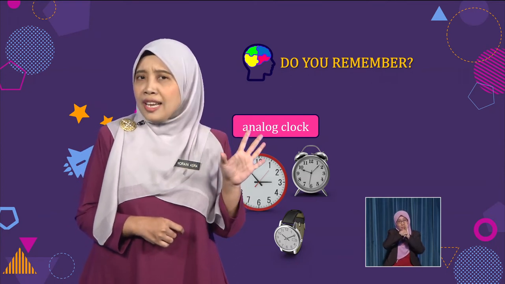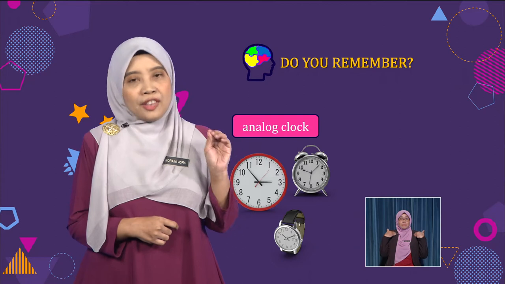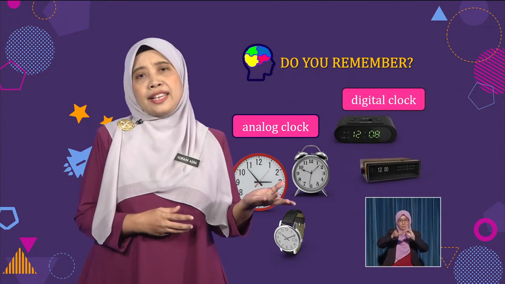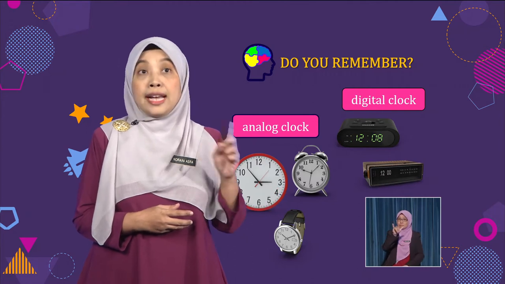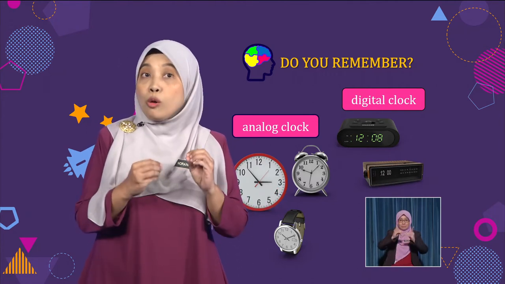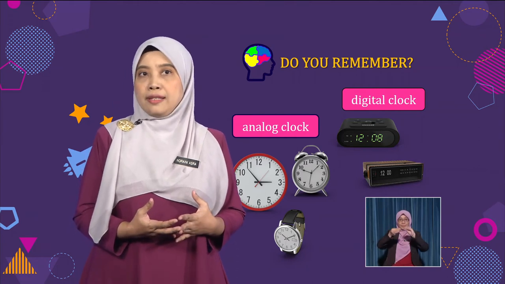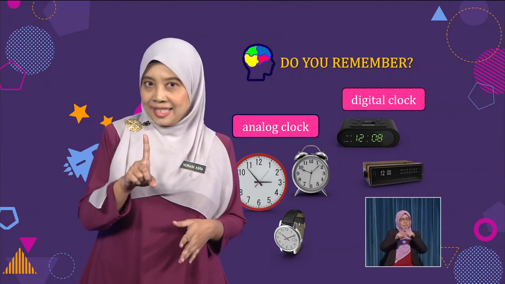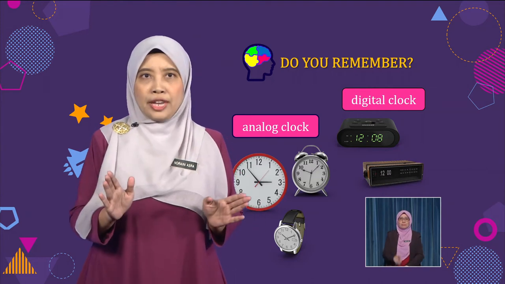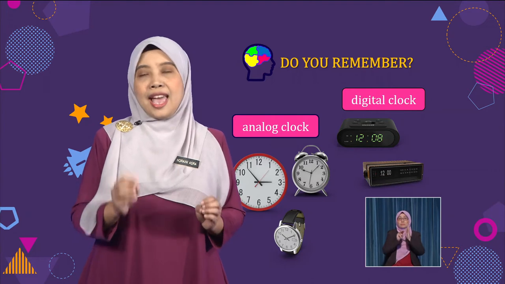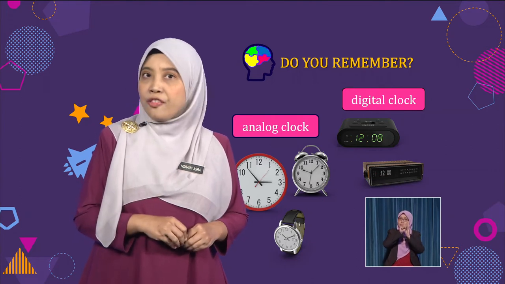There are clocks like this. This is a digital clock. Just like an analog clock, a digital clock also has number on the clock face. But there are no graduations, hour hand, minute hand, and second hand on the clock face.